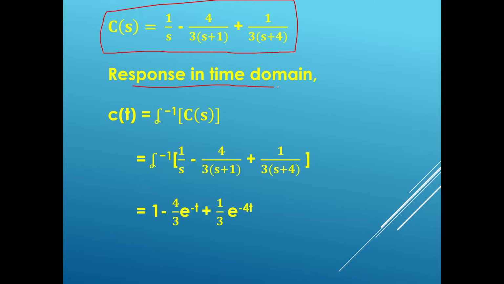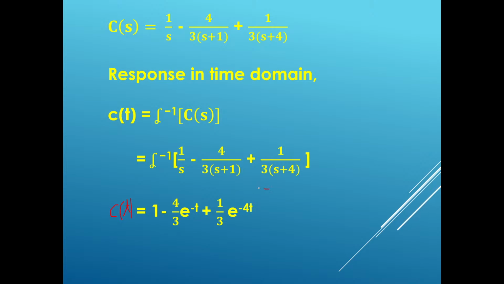Now take the inverse Laplace transform of this above expression. What is the inverse Laplace of 1 by s? 1. So 4 by 3 is constant. So 4 by 3 into 1 by s plus 1. What is the inverse Laplace of 1 by s plus 1? E power minus t. 1 by 3 you just take it as constant. 1 by s plus 4, what is it? E power minus 4t. So this is our response in time domain, C of t.